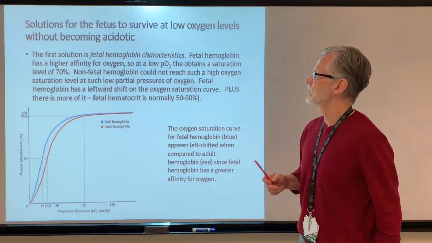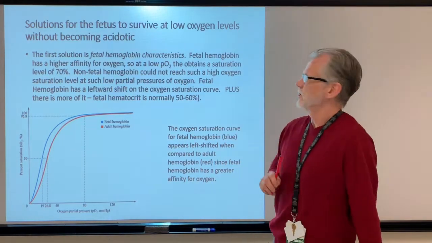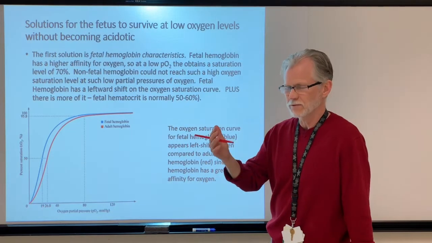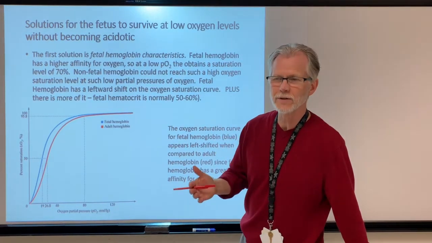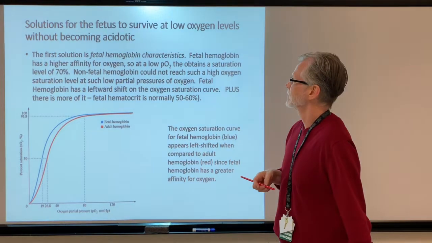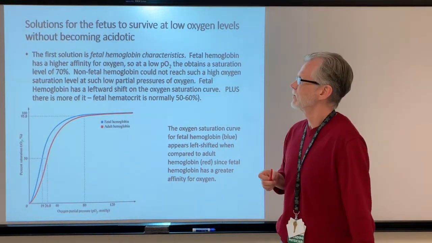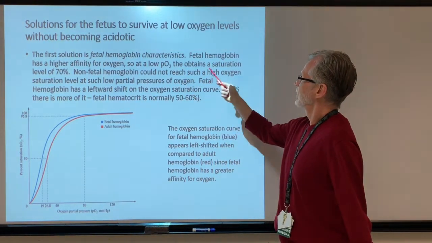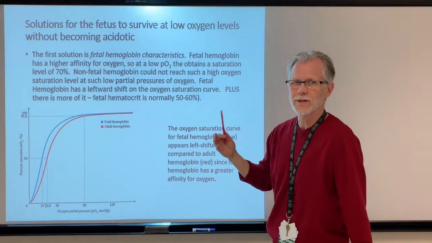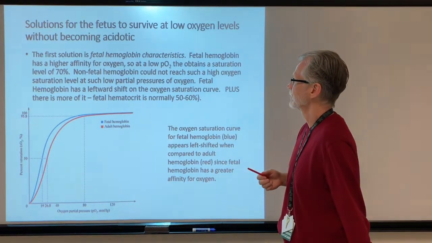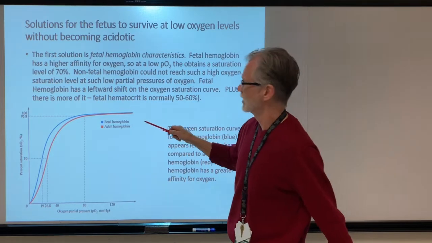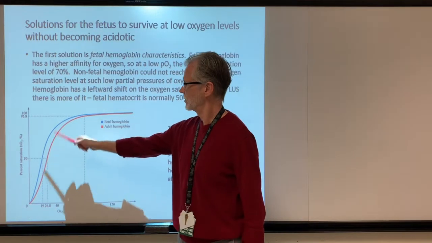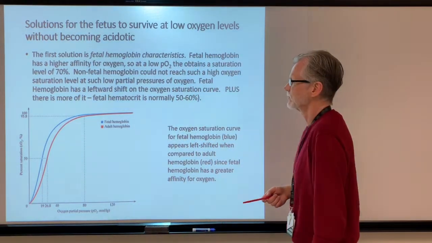So the first solution is the characteristic of fetal hemoglobin. And of course the fetus produces a great quantity of fetal hemoglobin compared to what we have in adults. And the fetal hemoglobin has a higher affinity for oxygen, such that at a low PO2, the saturation is higher than it is in adult life. And that we call a leftward shift on the PO2 and percent saturation curve.